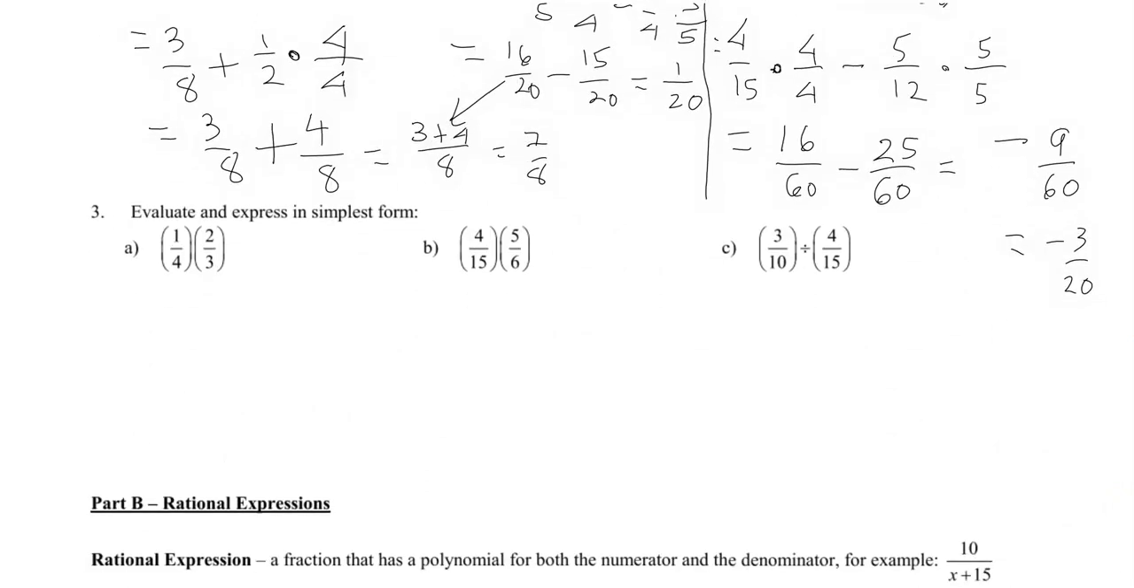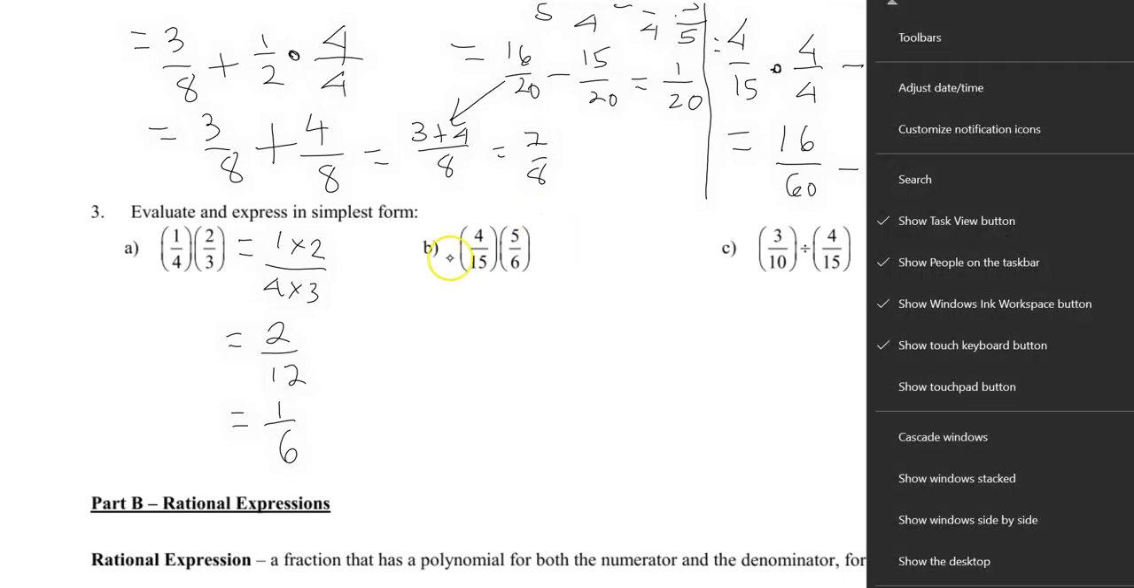All right, let's practice. We've got some multiplying and dividing. When you multiply, let's do this the easy way. There is some canceling that could go on, but the easy way is just to multiply the numerators, so it's 1 times 2, and multiply the denominators, 4 times 3. 1 times 2 is 2. 4 times 3 is 12. 2 over 12 reduces to 1 over 6. I'll show you how to do that on your calculator in a sec.